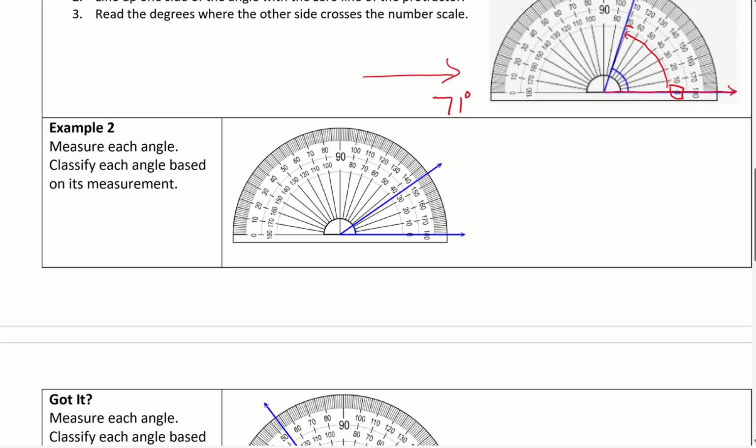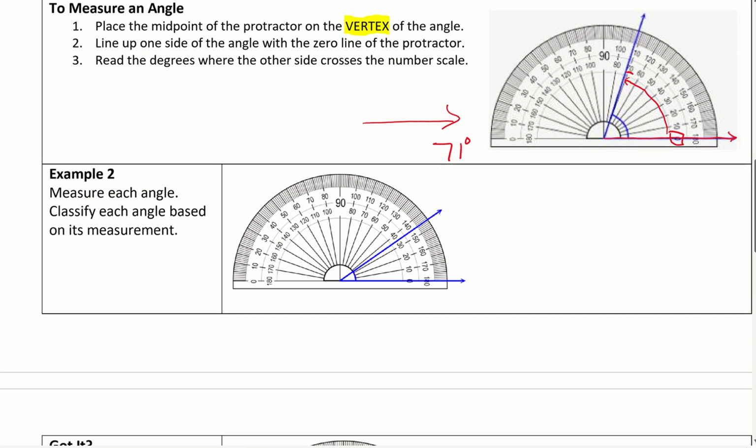For example 2 here, measure each angle, classify each angle based on its measurement. So exact same thing, right? This one, again, the vertex is right there on the midpoint of the protractor. We have it lined up to 0. Now we're going to read that set of numbers where it hits this line. To me, that looks like it's exactly between the 30 and the 40. So that's going to be a 35 degree angle. And then, of course, that is an acute angle. Okay, anything, remember, less than 90 is acute.